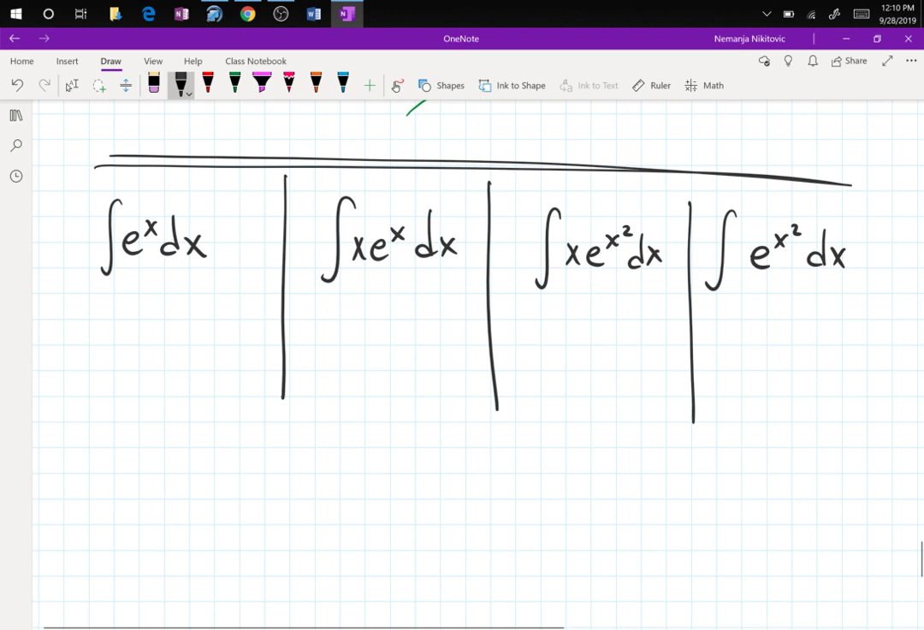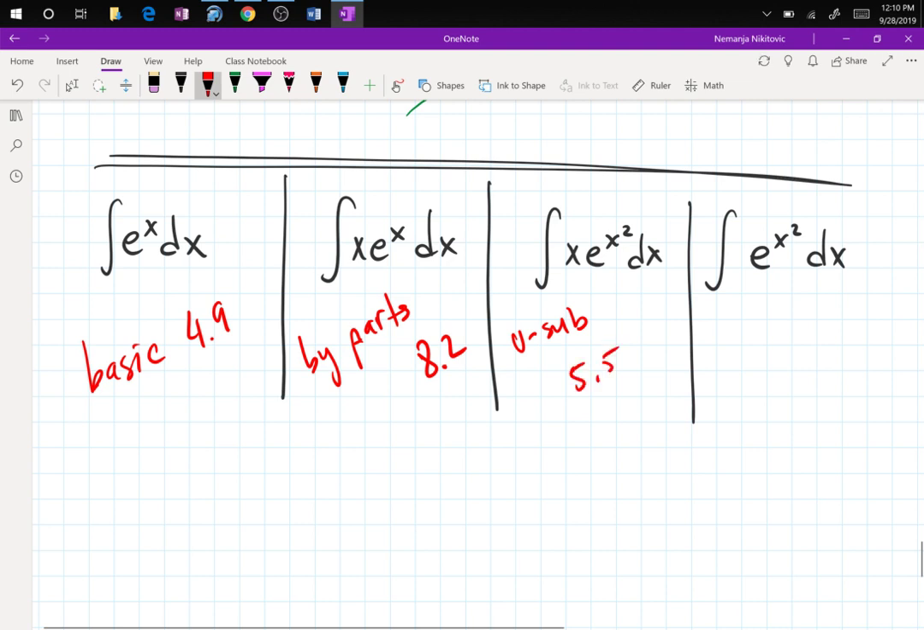What's the first one? It's a basic, right? Basic 4.9. Now, how about the second one? There is no function-derivative pair on the second one. It's by parts. It's today, right? By parts, 8.2. And how about the next one? Now you end up with your u-sub on this one, because it has the x squared and the x over there for the 2x. So u-sub, 5.5.